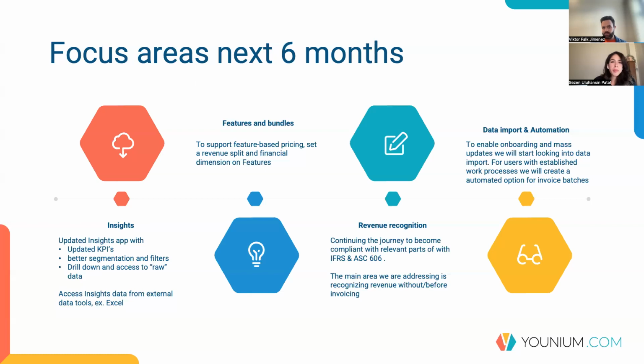So to move on, this is a rather big topic that we are about to start exploring, and it's about revenue recognition. Today, revenue recognition is connected to your invoice. And we want to continue the journey to become compliant with the relevant parts of IFRS and ASC 606. Basically, that's about order-based revenue recognition, to be able to recognize revenue directly upfront, or before your invoicing, and to create a specific revenue schedule for those kinds of orders.